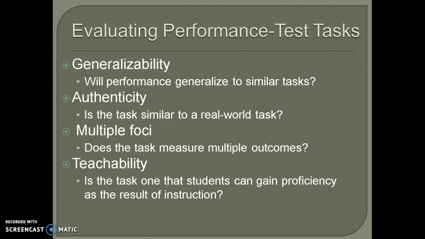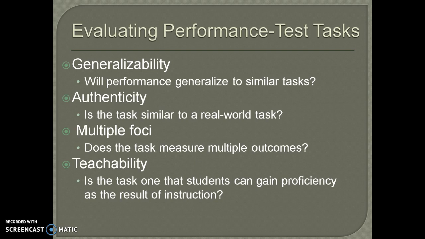There are 7 criteria for evaluating performance tests. The first one is generalizability. You want to consider whether the performance task created will generalize to comparable tasks. The next criteria is authenticity. You want to know whether the performance task is one they are likely to experience in the real world.